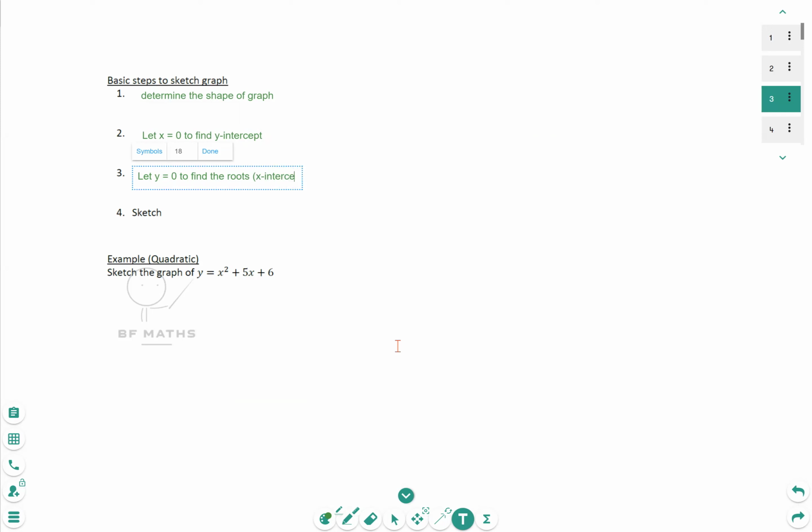Okay, it's like you're saying tomatoes in England. No one says tomato in England. It's the same as we don't say x-intercepts, we say roots.